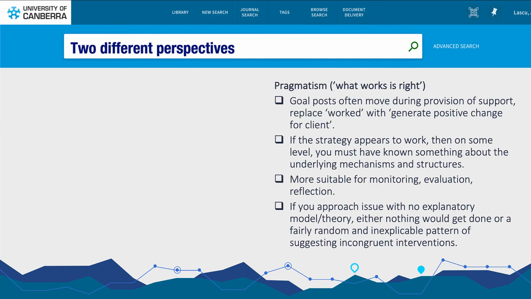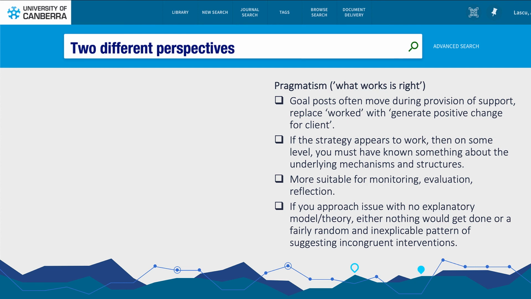In terms of pragmatism, this is the idea that what works is right. And because the goalposts often move during provision of support, we might replace "worked" with "generate positive change for the client." If the strategy appears to work, then on some level you must have known something about the underlying mechanics and structures, and this is what pragmatism is based on.